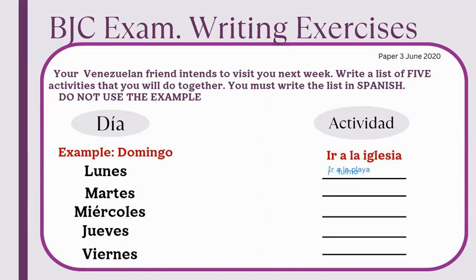Okay, I see somebody put ir a la playa. Okay, good. Go to the beach. Good. Give me something that you're going to do on Tuesday. Someone is going to the movies on Friday. Muy bien. ¿Qué más? What else? On Thursday, sorry. What are you going to do? What else? Ir al museo. Muy bien. We're going to the museum on Friday.